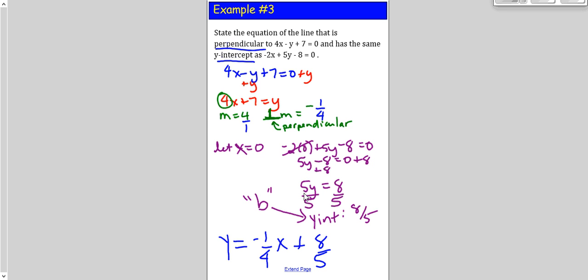Well, this brings us to the end of finding equations. Remember, whenever you're looking for solving an equation or finding an equation, you need to know two pieces of information. You need to know your slope and you need to know your y-intercept. And then once you have those two pieces of information, then you have your equation.